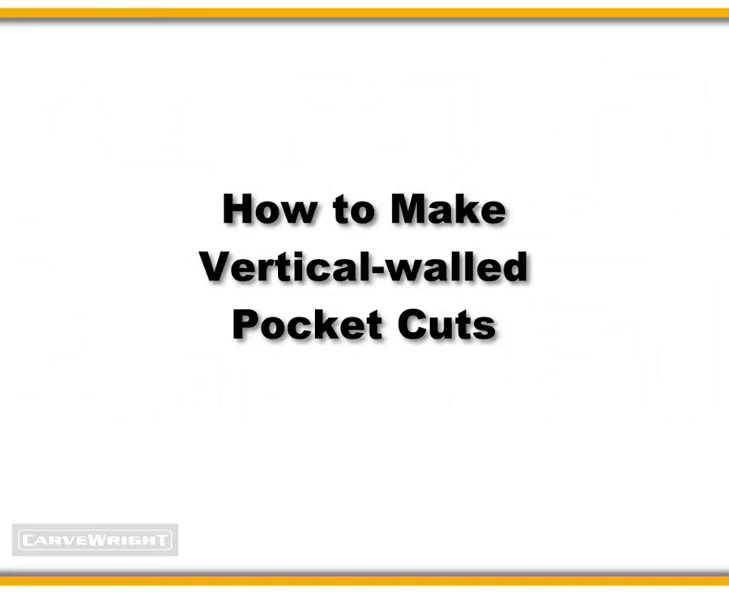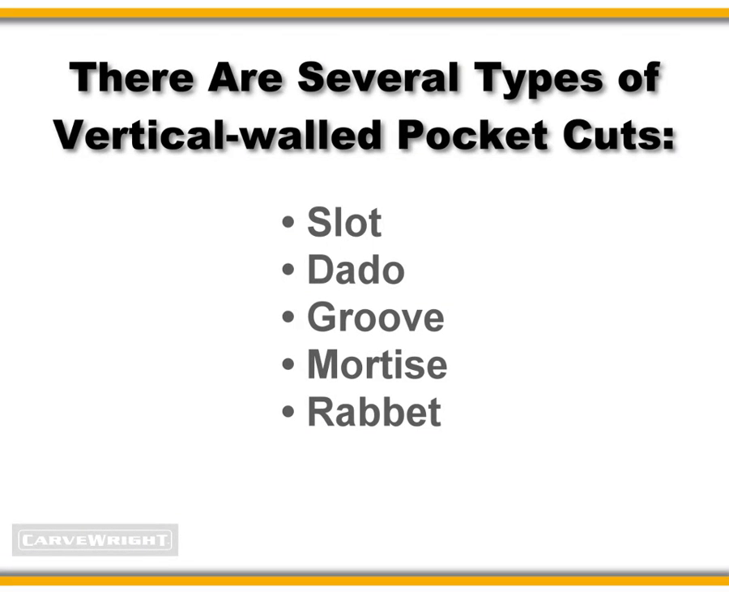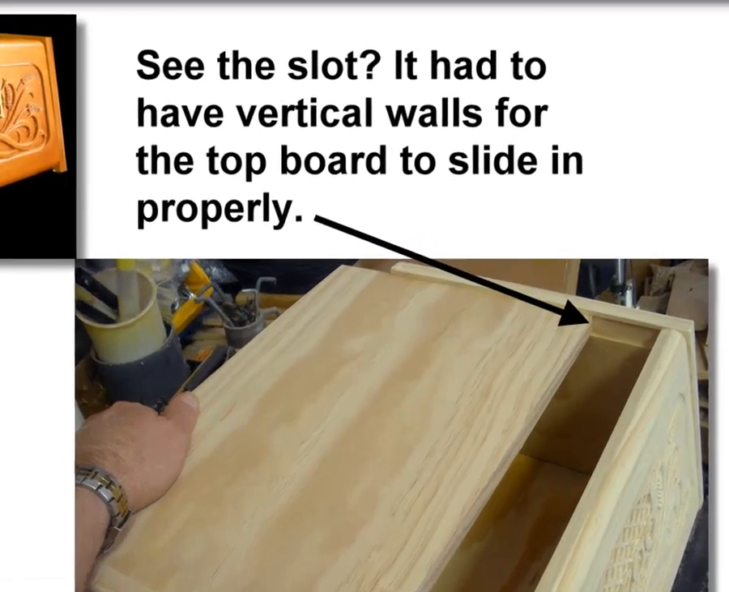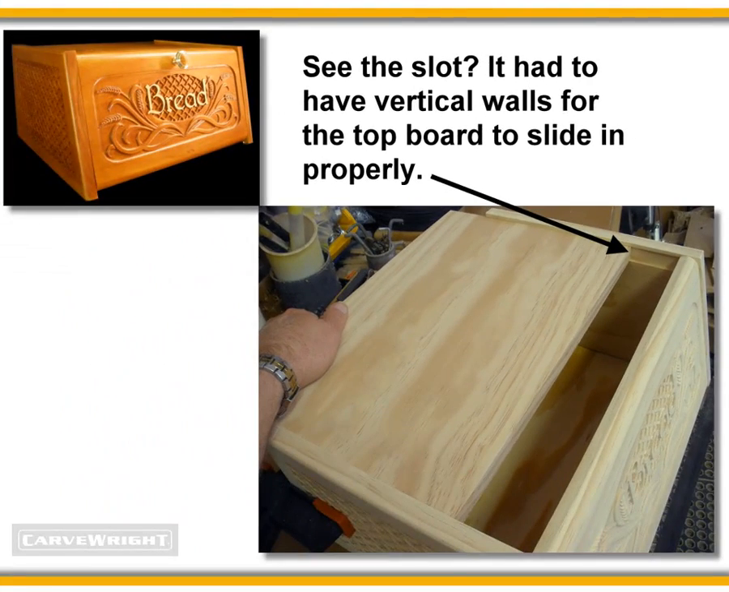Alright, let's move on to how to make vertical walled pocket cuts. There are occasions when your pocket cuts might need vertical sidewalls. If, for example, you need a slot or a dado to fit parts together, like this bread box, obviously you'll want the pocket cut or the slot made in such a way so that the part will fit properly within the pocket.